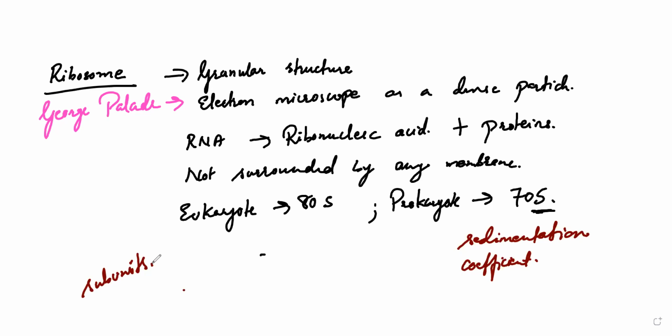Okay, so granular structures means what? Small granules will be joined together. Okay, this is how the ribosomes look. So mostly in and around the nucleus you will find the ribosomes. The 70S and 80S, this is important. In the eukaryote it's the 80S, whereas in the prokaryote it's the 70S.